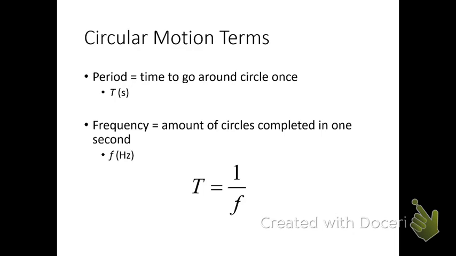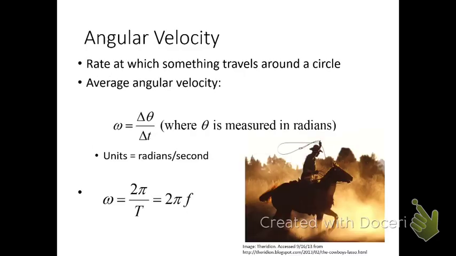So they're complete inverses of each other. How long it takes to make one loop around the circle, or how many loops in 1 second. Complete inverses of each other, so you can find one from the other pretty easily. Now, angular velocity is a measurement of how many radians you have traversed in a given amount of time if you're spinning something in a circle.